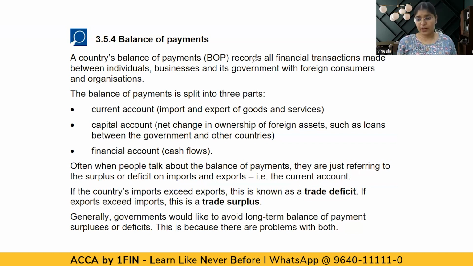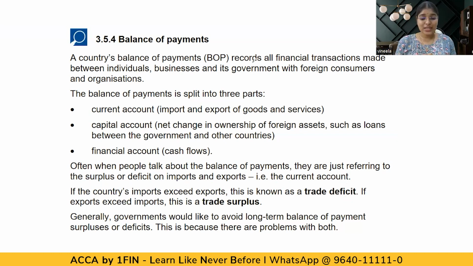Let me summarize what I have explained now in just a few seconds. See, there's a concept called balance of payments. Balance of payments consists of all the financial transactions made by individuals, businesses, and government of one country with a foreign country, either people, government, or organization, anyone in the foreign country. These balance of payments are of three types. One is current account, capital account, and financial account. Current account deals with import and export of goods and services. Capital account deals with ownership of foreign assets and any loans. And financial account deals with cash flows, either inflow or outflow. So the point you have to make clear is balance of trade is a part of balance of payments. Balance of payments is a bigger concept compared to balance of trade.